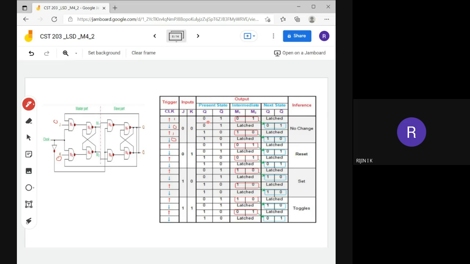First assume that the present state is 0. Then Q bar will be 1. We are assuming that, and J is equal to 0, K is equal to 0. Here the clock is 1. That means the master part will be active. This will be 0, because it is in the inactive memory state. We will call it the latched condition.